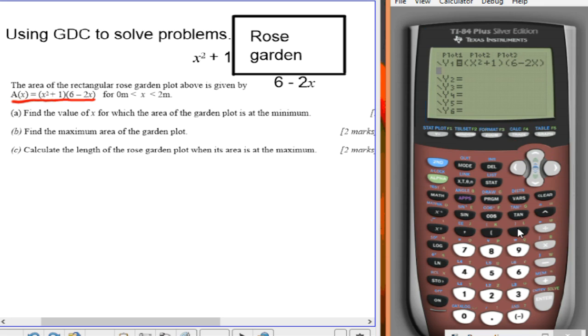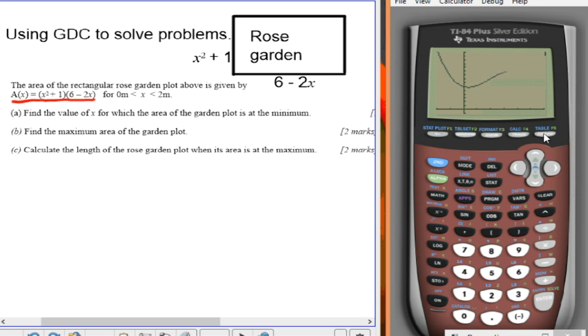So I make sure that I go now to the window, and that x minimum here, because I want to see 0, so I'm going to go slightly before 0, so it's -1. And then the x maximum, I'm going to go to 3. X scale, I'm going to use 0.5. Y minimum, really, I don't know the measurement, but I believe the area has to be more than 0, so I'm going to use -1. Whereas for Y max, I'm going to put in about 15, for example, just as a try. And then I'm going to graph this.